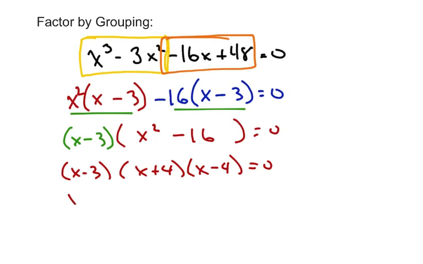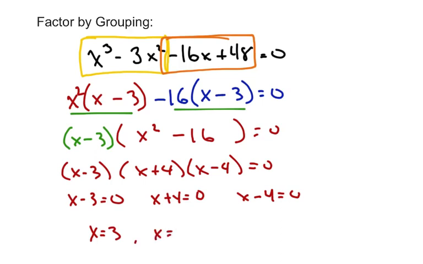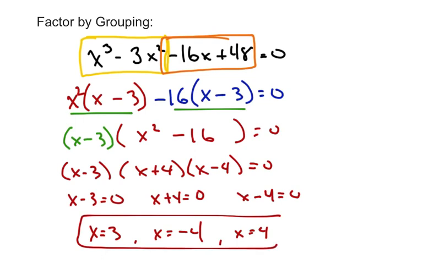So go ahead and solve it. Set each factor equal to 0, and solve. So x equals 3, or negative 4, or x equals 4. Factoring by grouping doesn't always work, but it's a good thing to try. It might allow us to factor larger polynomials.